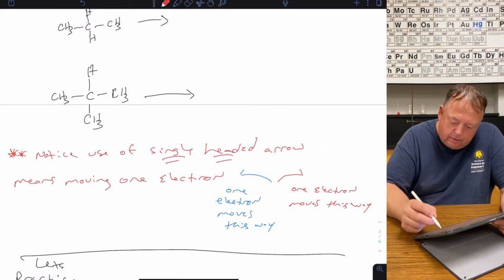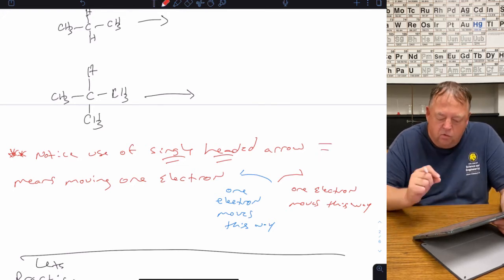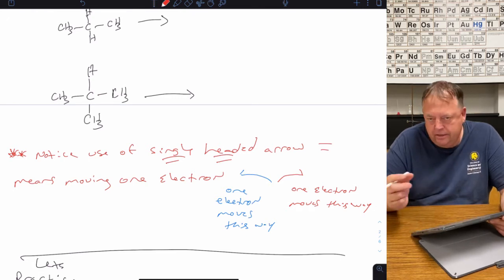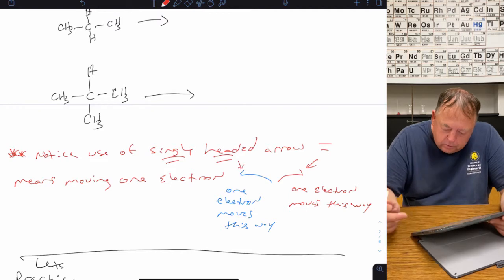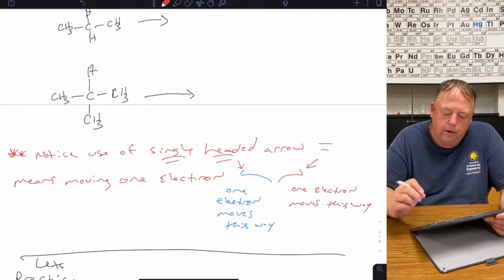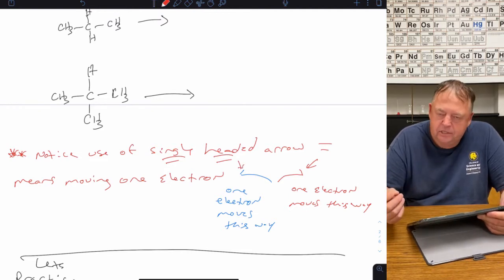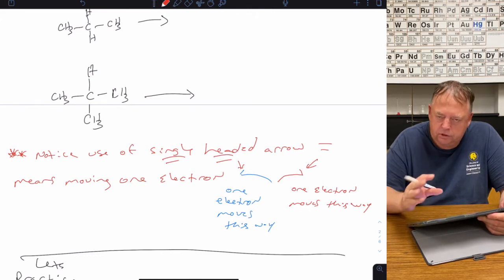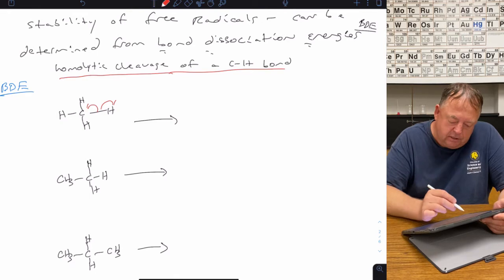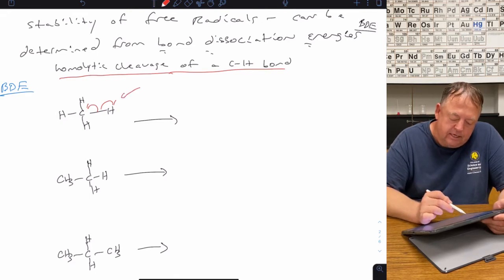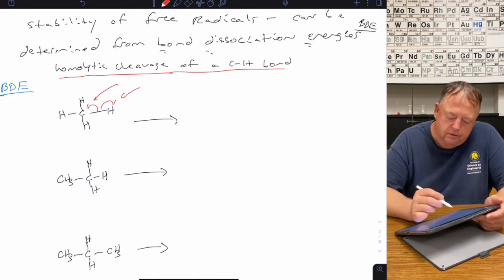So a single-headed arrow means removing one electron each way, right? So anytime you're working with free radicals, you're going to be using single-headed arrows if you want to show what's going on in the reaction, show how electrons are moving. So basically this means that hydrogen is taking one of the electrons in the CH bond, and that carbon is taking one of the electrons.